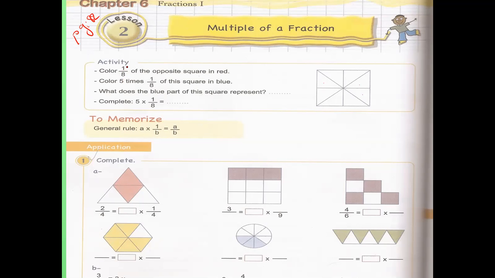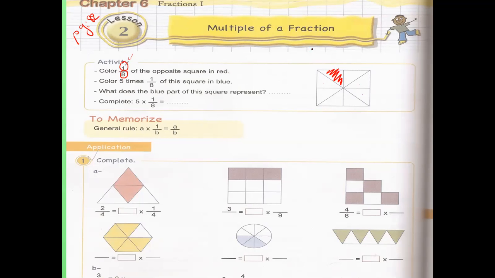We said before that the numerator, the number that's written at the top, is the number of colored parts. The denominator, the number that's written at the bottom, represents the total number. So we divide this square into 8 equal parts, so 8 is the total. 1 is the numerator, so we will color how many parts? We will color just 1 part out of 8.